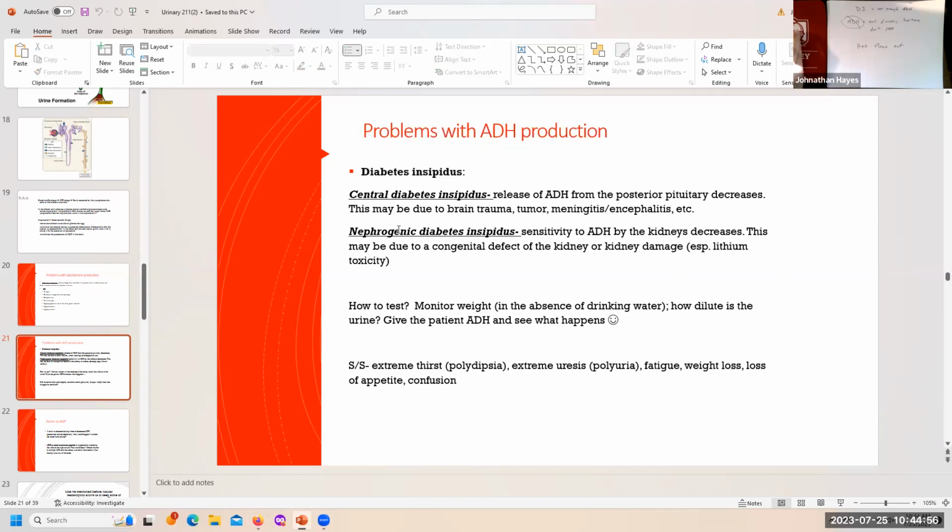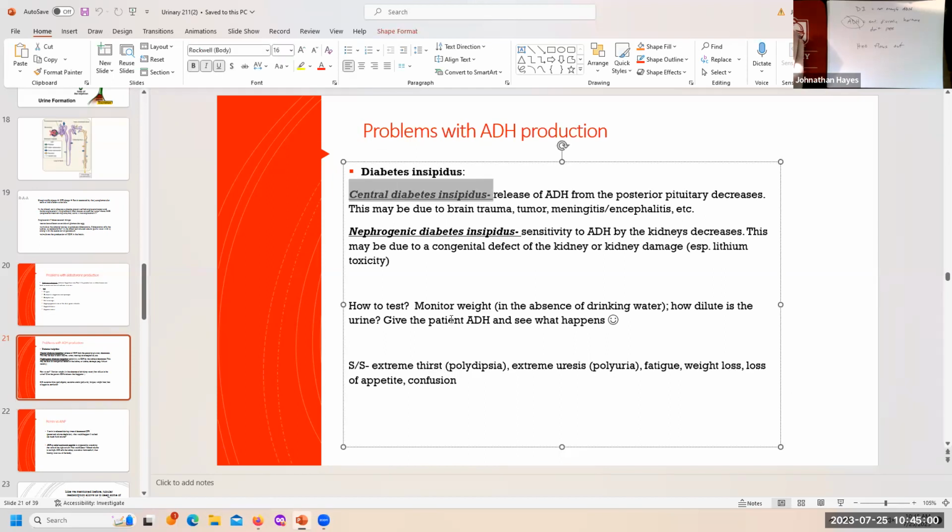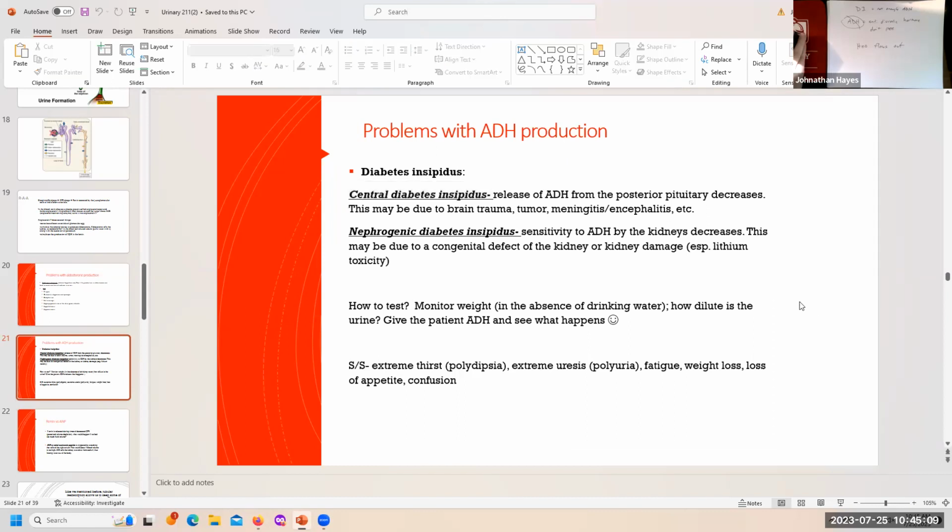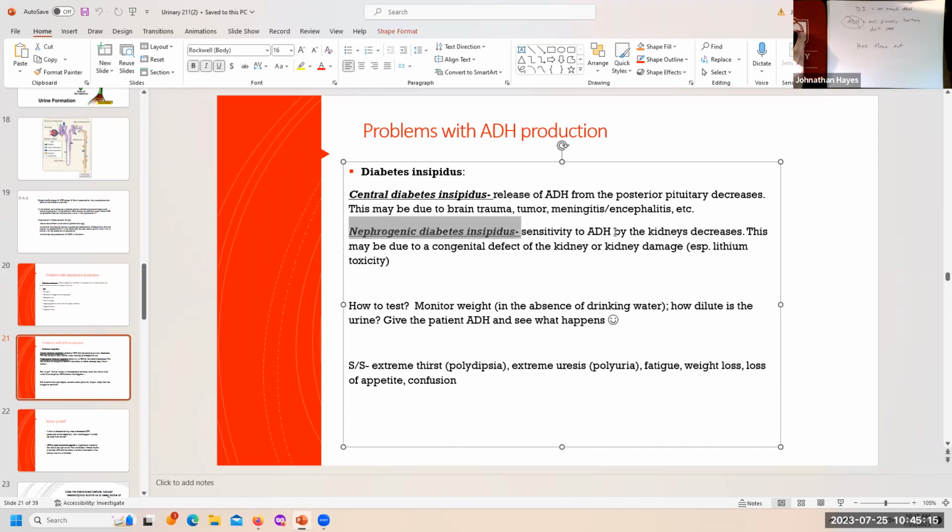And then again, central versus nephrogenic. Here, we're essentially not producing the ADH, or we can't get it out in adequate amounts because, again, of pressure or a tumor. Right? So it could be pressure from blood vessels that are swollen or blood that's forming a clot somewhere. And then nephrogenic is just the inability to recognize ADH. So kidney problems. So the problem is within the kidney. So nephrogenic starts in the kidney.